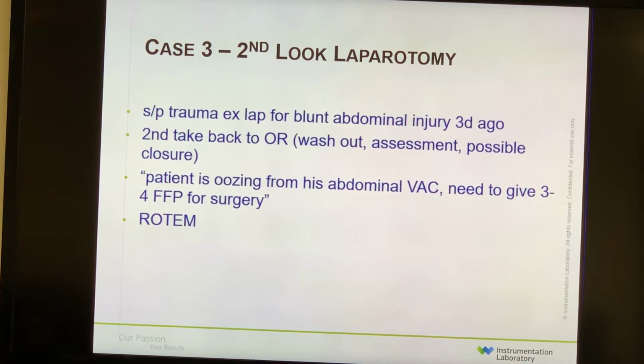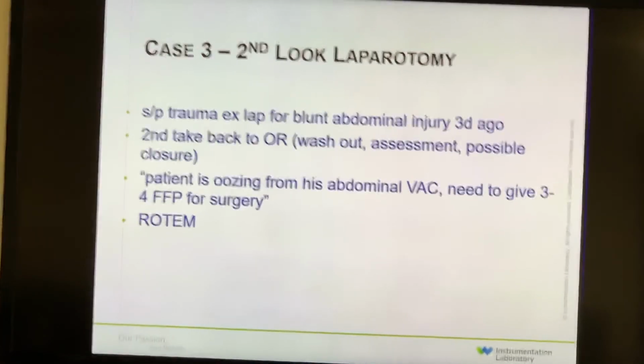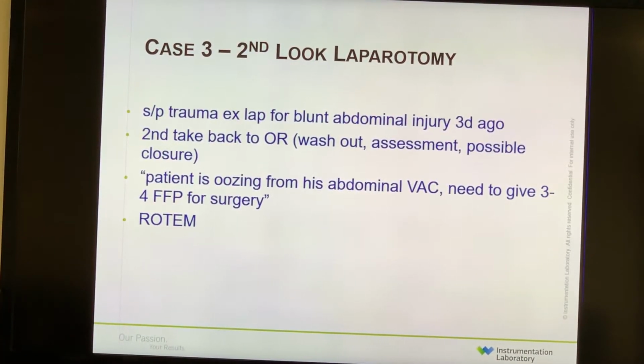So the first 2 were massive transfusion situations, which is, I think, where everyone thinks of Rotem and viscoelastic testing. However, this is a patient in the ICU, and I think there's a lot of opportunity for use of Rotem in making that decision between a medical bleed and a surgical bleed. So here they're oozing, and they want to give 3 to 4 FFP before they take them back to surgery, so I'd say kind of hedging their bets about that.